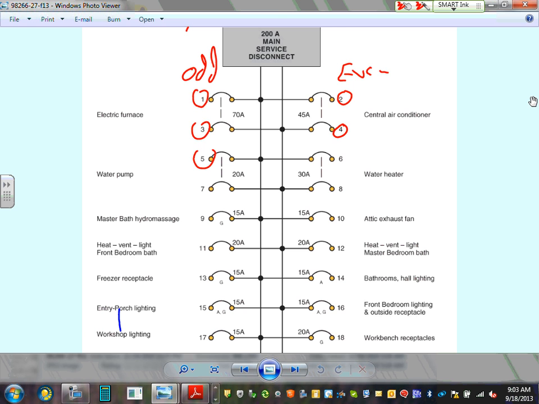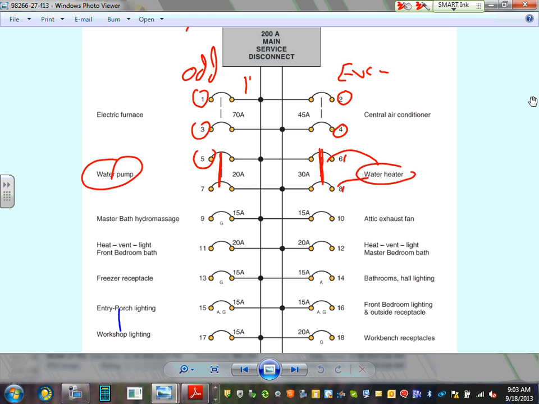all the evens on the right. When you need 240, if your load is like a water pump here, it is tied to these 240, these are tied together. They're always adjacent evens or adjacent odds. Here's my water pump tied to these together, adjacent evens or adjacent odds. That's how you get 240. You will never get 240 from a 1-2 circuit.